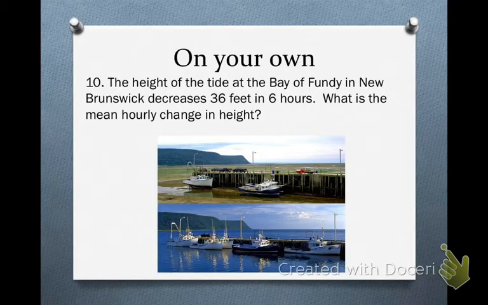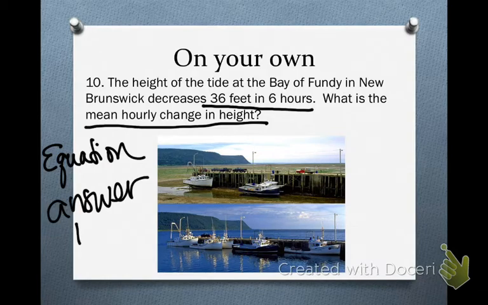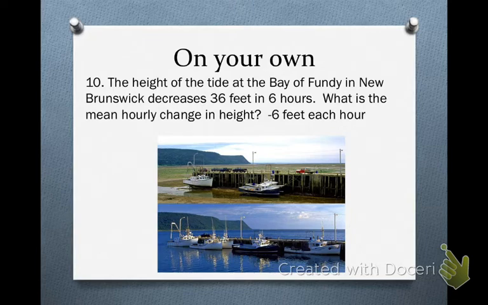Okay, so you're going to do one on your own. So you're going to look at this. You're probably going to need to pause the video. So on your own, the height of the tide at the Bay of Fundy in New Brunswick decreases 36 feet in 6 hours. What is the mean hourly change in height? So in your notebook, write the equation to solve that. So I should see an equation. And then I should see your final answer. And then should your final answer be a positive or a negative? When you have your answer, go ahead and write it in the text box on the right.